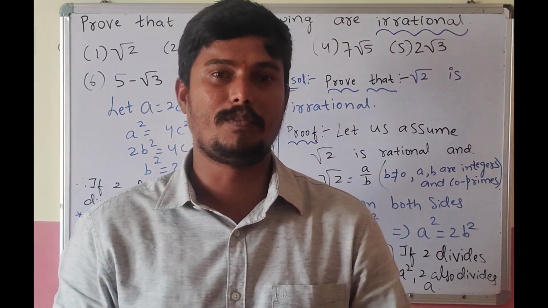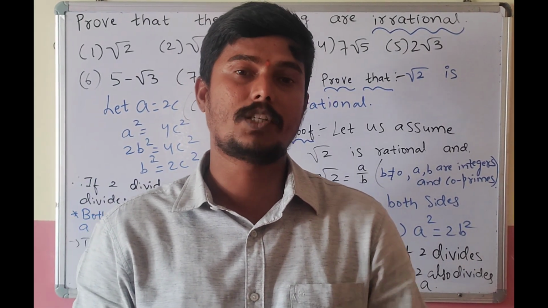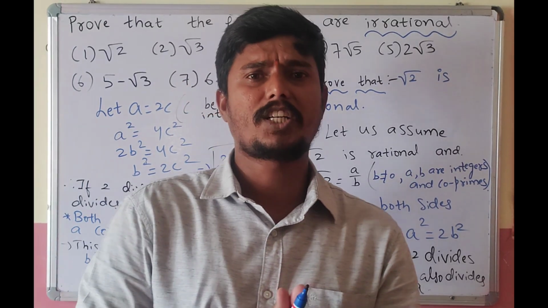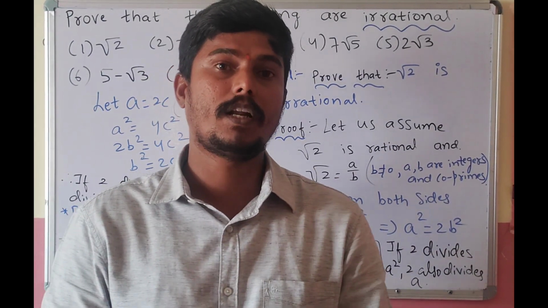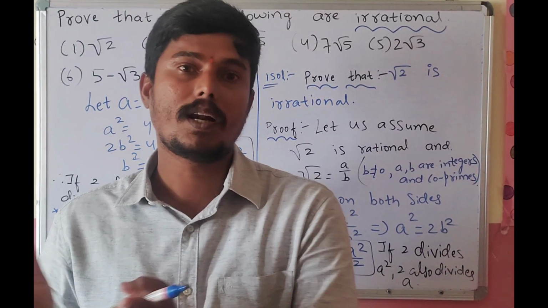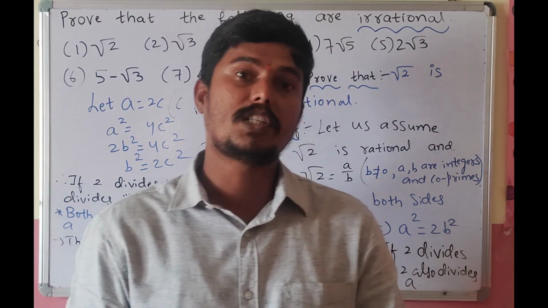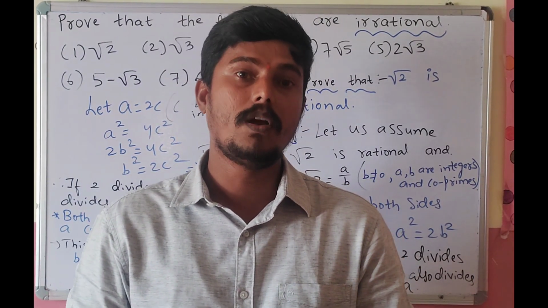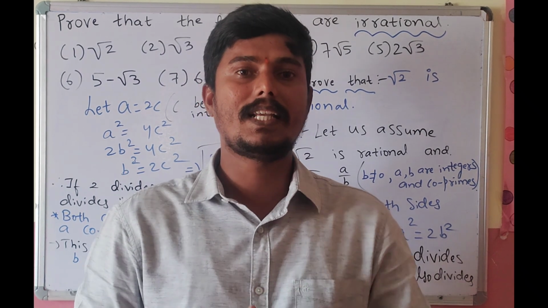The last topic of the chapter, whose name is Real Numbers, is revisiting irrational numbers. So what are irrational numbers? They cannot be expressed in p by q form, nothing but non-terminating, non-repeating decimals. Again I'm repeating, irrational numbers cannot be expressed in p by q form, where q is not equal to 0, and they are non-terminating, non-repeating decimals.